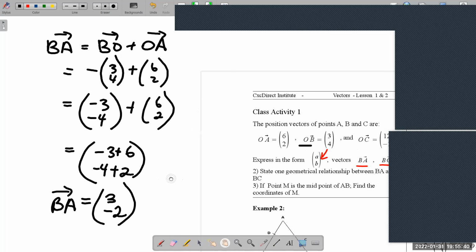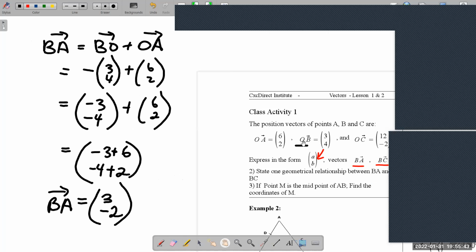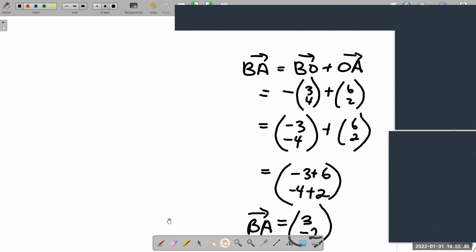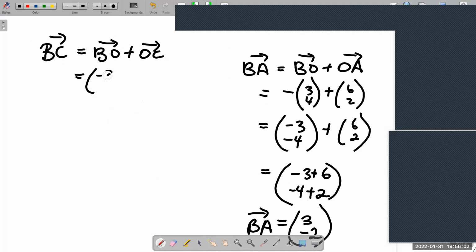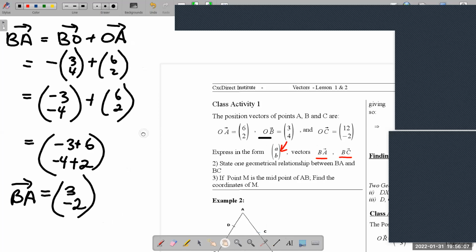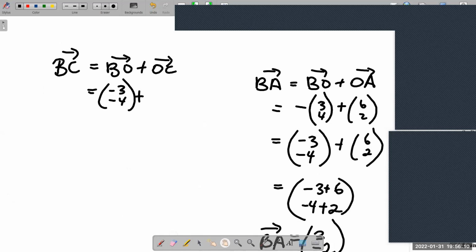BC. So based on what we have here, I know I'm going to need OB and OC. So if we want BC, we know what we're doing. We're finding BO plus OC. BO, we found before. So that's -3, -4 plus OC. What is OC? OC is 12, -2. So anybody want to help me out quickly with what the answers are?